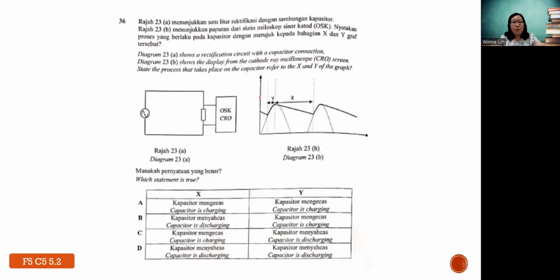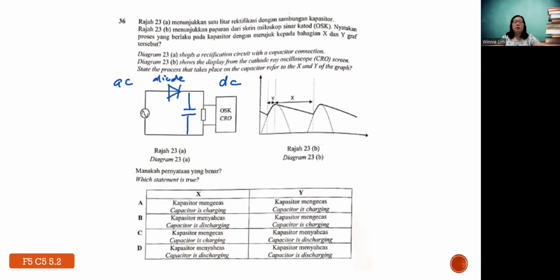Question 36, diagram 23A shows a rectification circuit with a capacitor connected, and 23B shows the display from the CRO screen. What is the process that takes place on the capacitor? Refer to X and Y on the graph. By right, rectification means you change alternating current to direct current. You have full wave rectification and also half wave rectification. You should have a diode as well, or else you cannot have this pattern. In this circuit you must also have the capacitor. So this is the diode.